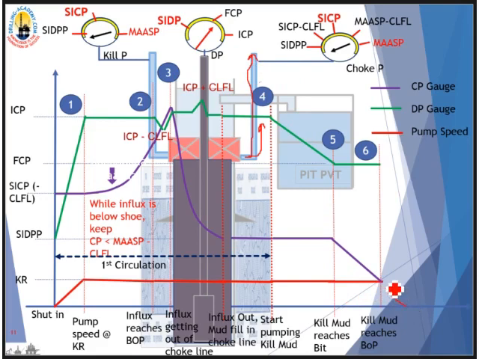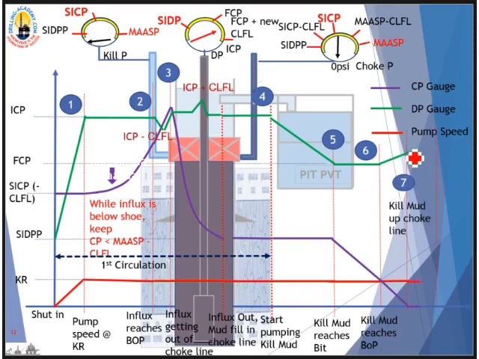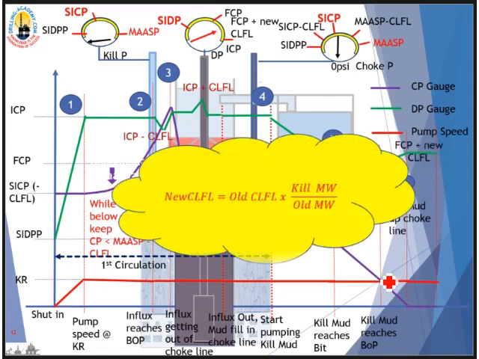And what about pump rate? We keep running at the same pump rate, right? So let's look at the gauges and the graphs. See the green line, which is the drill pipe pressure gauge, increasing to the FCP plus the new choke line friction loss, and then we keep pumping. Right, the casing pressure drops to zero.